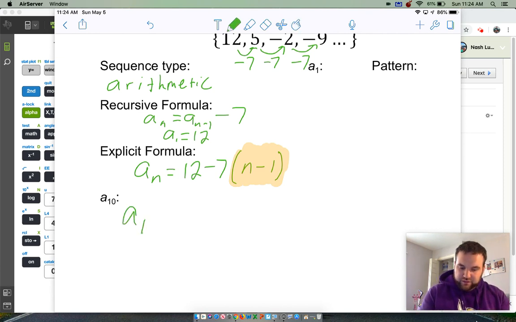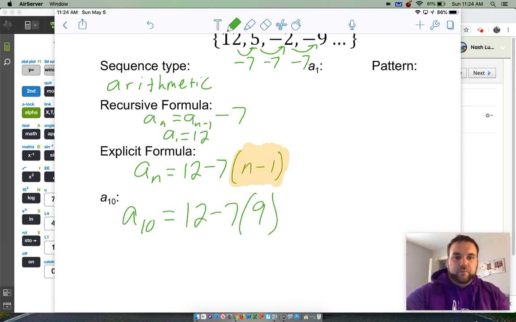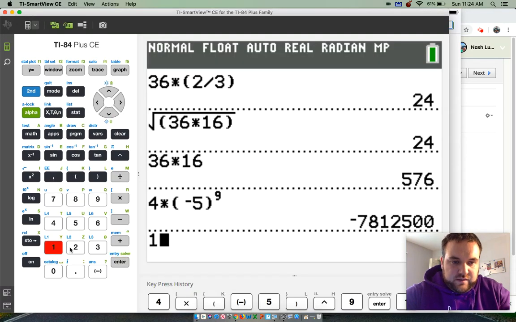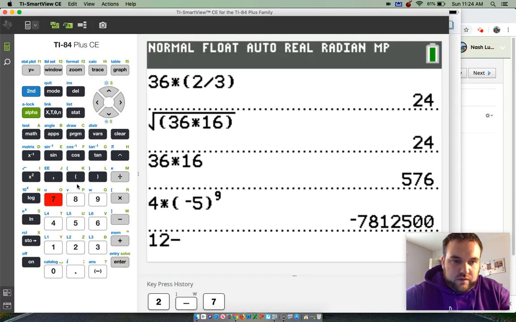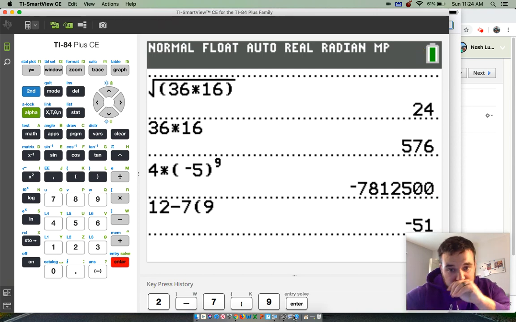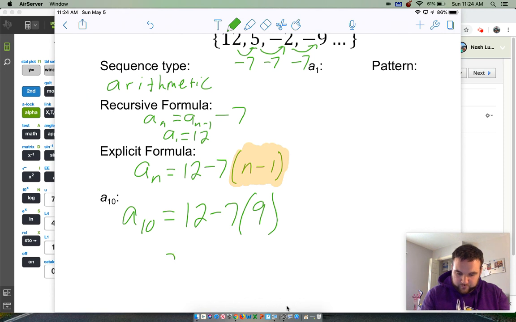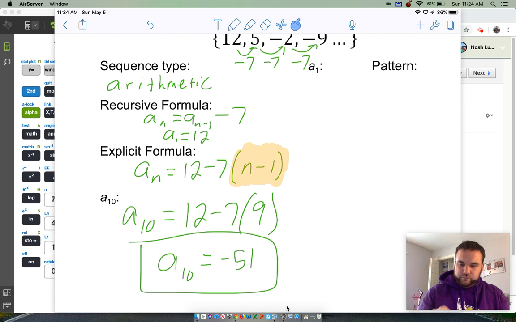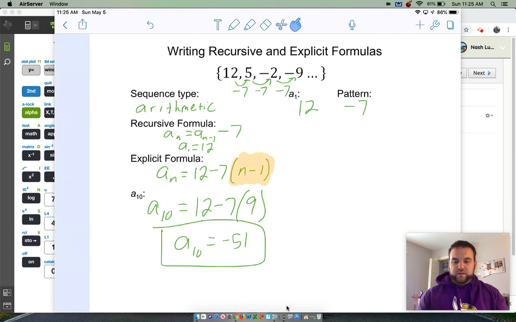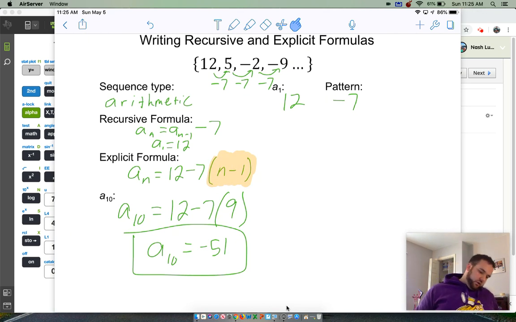Finally, here to find the 10th term, I'm going to take 12 and subtract 7 9 times. 12 minus 7 times 9 is some number that we're about to find out. 7 times 9, 63, negative 51. So here the 10th term, a sub 10 equals negative 51. And then our first term was 12, and our pattern was down 7, or subtracting 7. So there's a recursive and explicit formula for an arithmetic sequence.